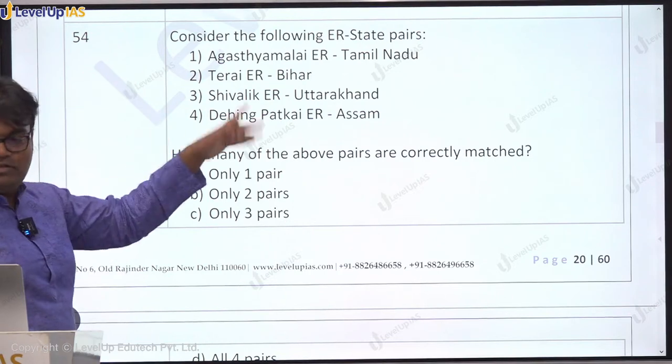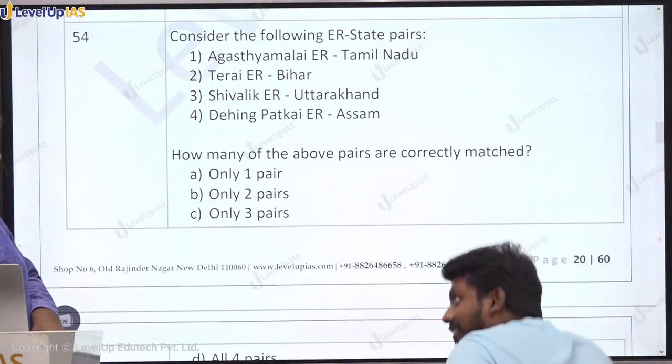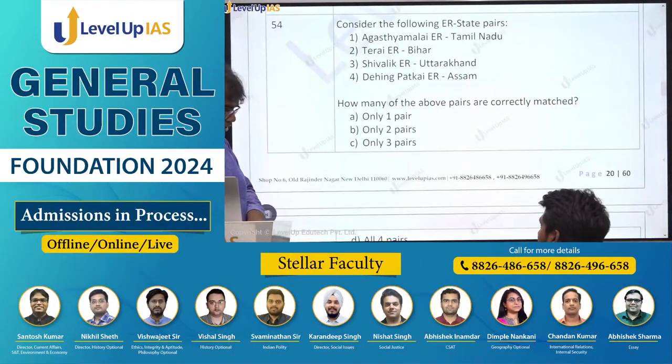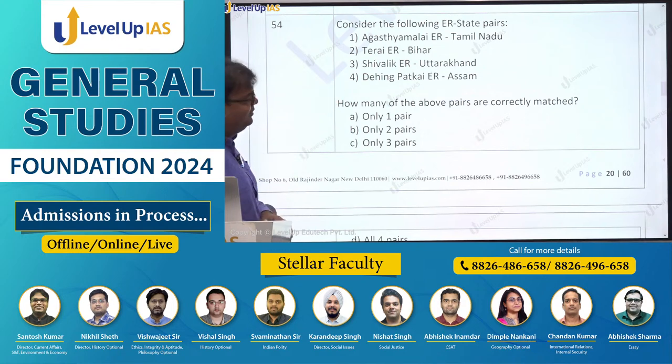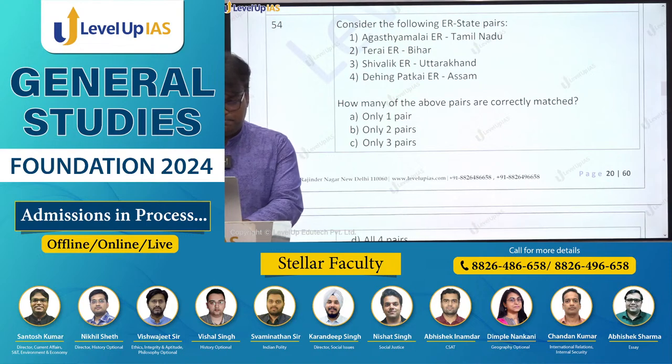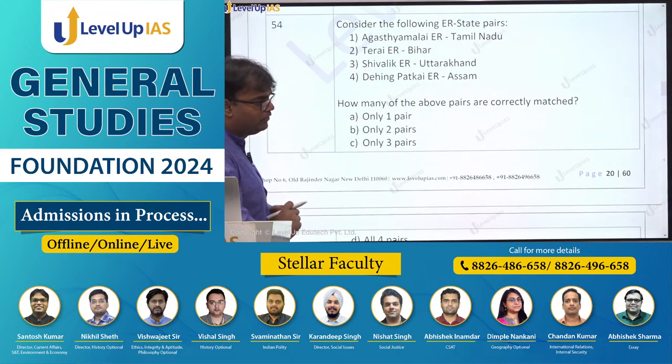How many of them are elephant reserve state pairs? How many of them are correct? What happened, Umesh? AC. OK. Tell me the answer. Fifty-four. Who's going to answer this? Three pairs. What is wrong? Terai. Terai is in Uttar Pradesh, not Bihar. The rest, 1, 3, and 4, are correctly matched. Answer is C. 54's C.